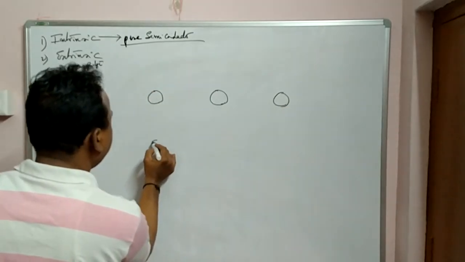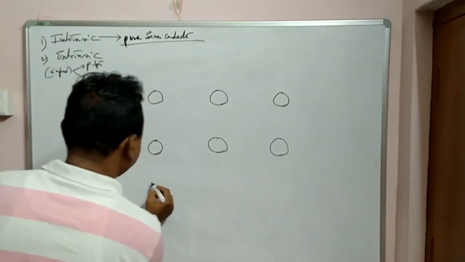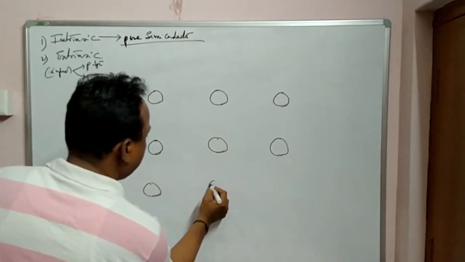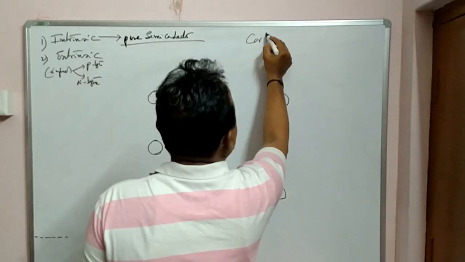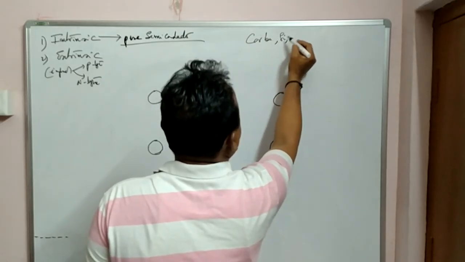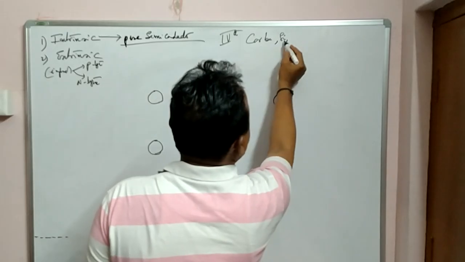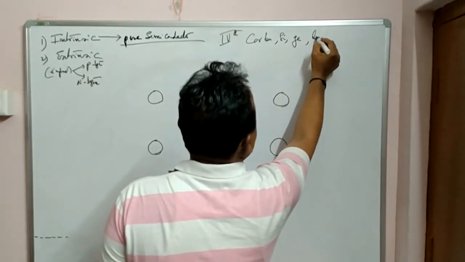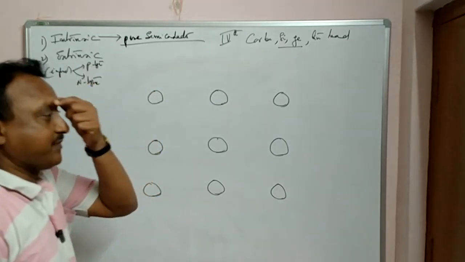If I take pure silicon structure, because just now I told you carbon, silicon, germanium, tin, lead. Carbon, silicon are fourth group elements in the periodic table. Fourth group: carbon, silicon, germanium, tin and lead. Silicon and germanium are the best semiconductors.